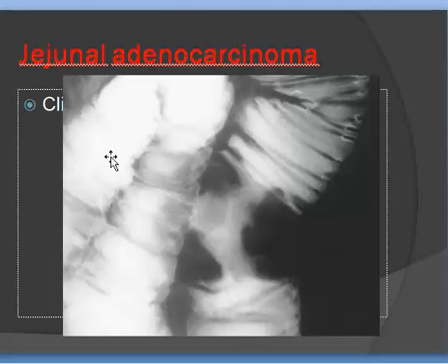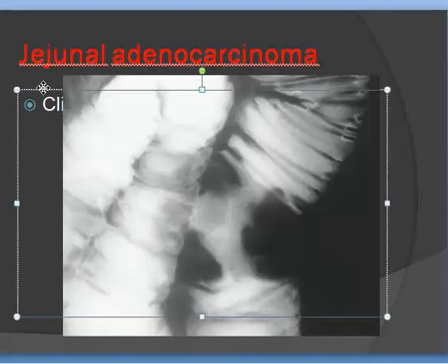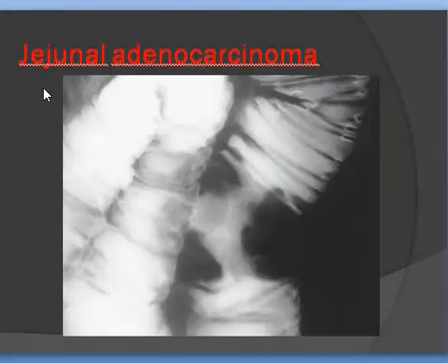This is the typical appearance of annular carcinoma involving a tubular structure. The same appearance can be seen in the duodenum, can be seen in the esophagus, can be seen in the colon. It is an annular structure.